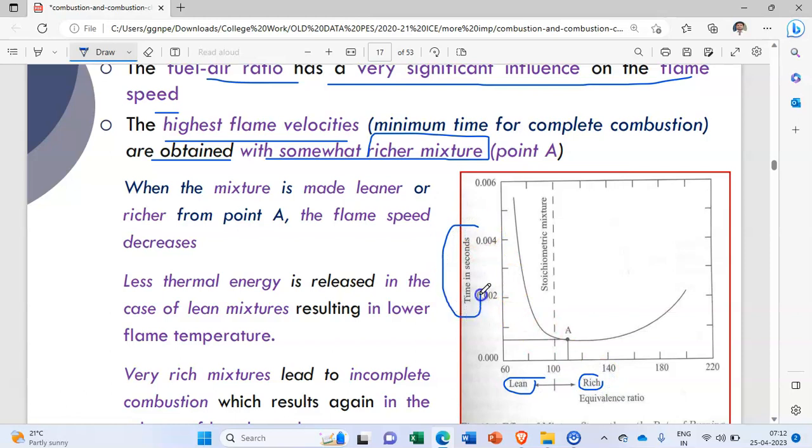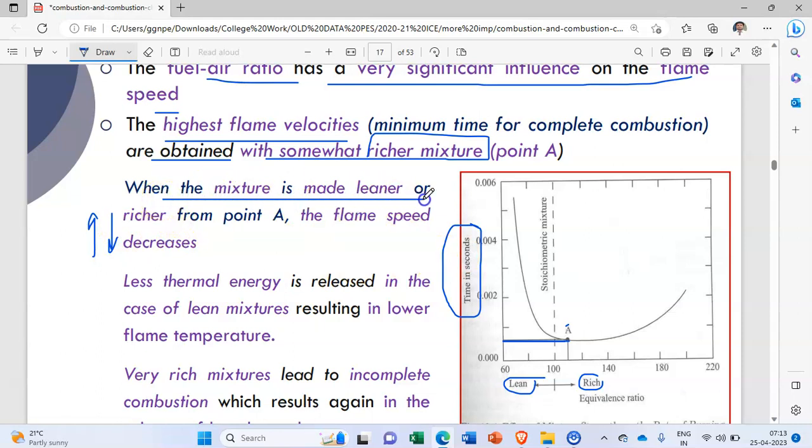This is the time required for the flame front to reach the other end of the mixture. If you see here at this particular point A, this is the very much less time. This is the minimum time required for the flame front to travel to the other end of the mixture. So the time is less means what? Velocity is definitely higher. When velocity is higher, the time required will definitely be less. Within less period of time, total combustion may take place. So this is the relation that you have to remember.